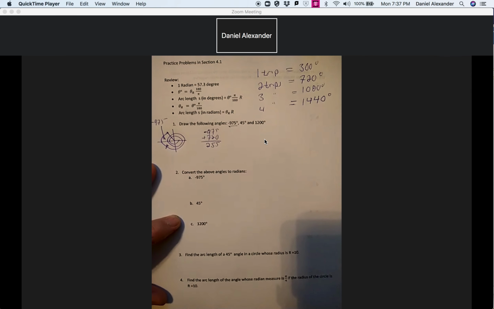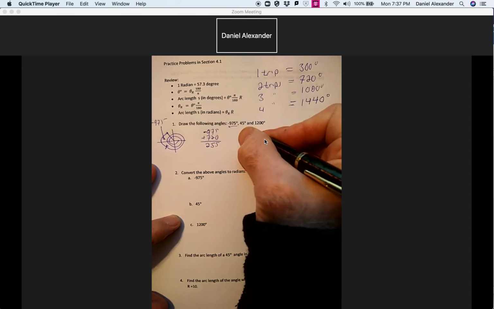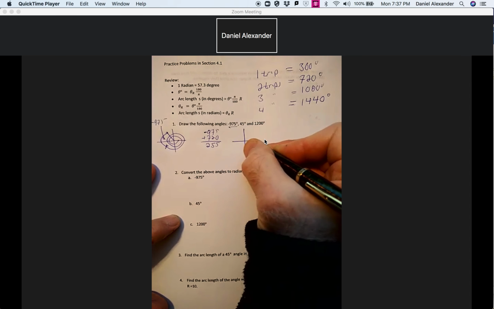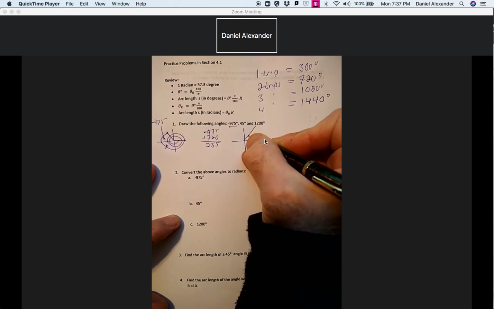Okay, so sorry, this thing's jumping in and out of focus. Okay, 45 degrees, it's fairly straightforward. We don't even go around once. We know that from here to here is 90, so I'm just going to go halfway, 45 degrees.